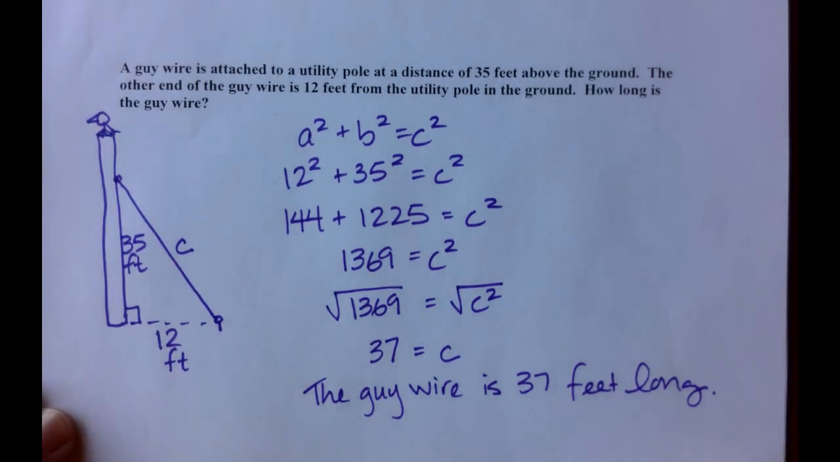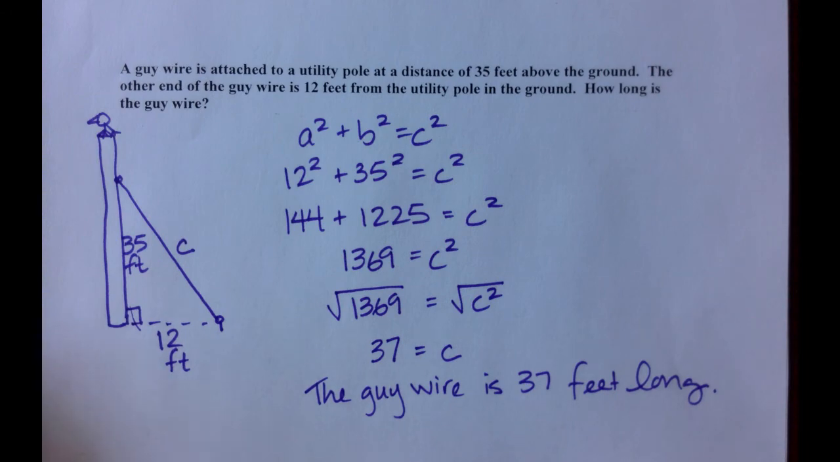Let's stop and see if that's reasonable. The guy wire is the hypotenuse in this problem, and so it has to be longer than either of the legs. Well, 37 is longer than 35 or 12, either of them, so that part is good. The guy wire needs to be less than the sum of the two legs. 35 plus 12 is 47, and the wire is definitely less than 47 feet. So this makes good, reasonable sense. It's not a perfect double check, but it lets you know that your answer is reasonable.